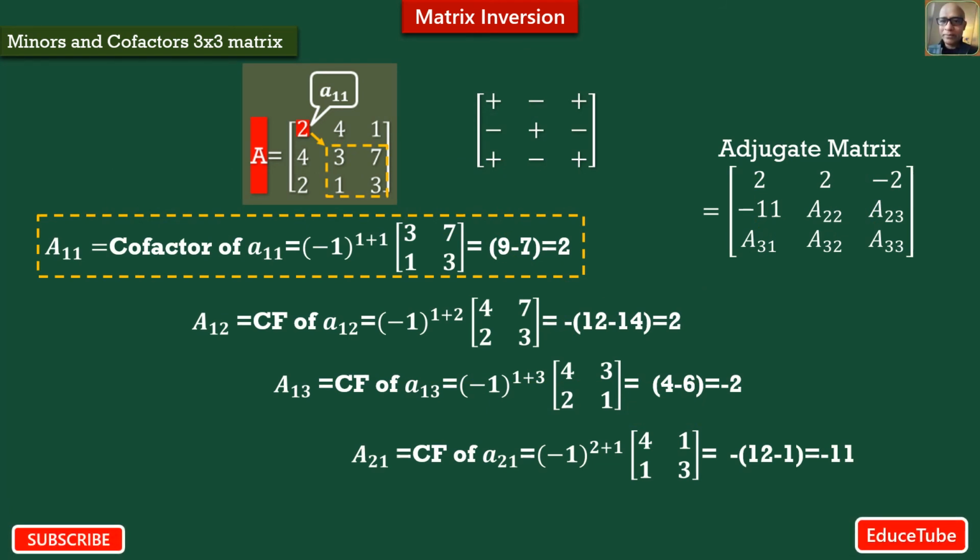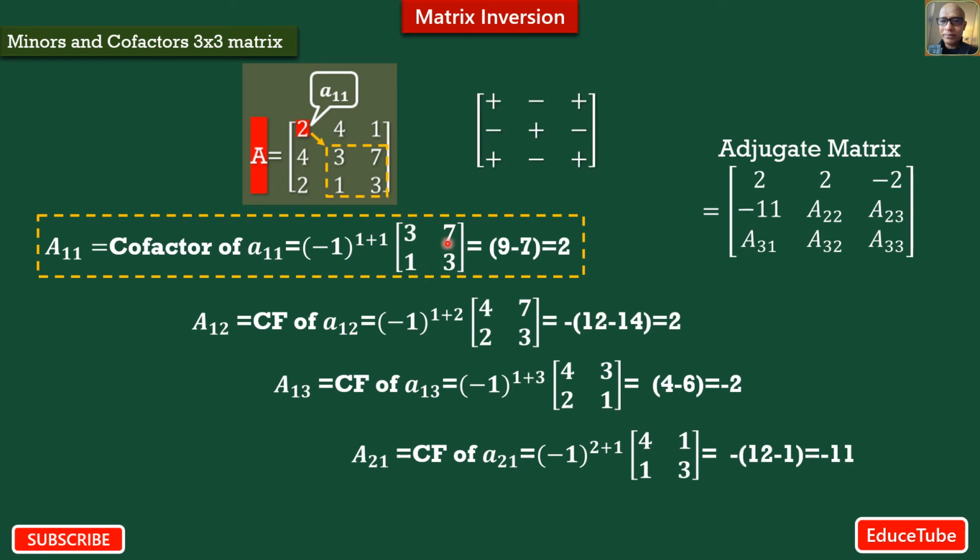Now we'll find minors and cofactors. In the previous slide it was the generalized formula. Now we will find them from an example. So we know this is A11, this position. Now the same formula is used, minus 1 to the power 1 plus 1, and the minor I put here in the square mark.